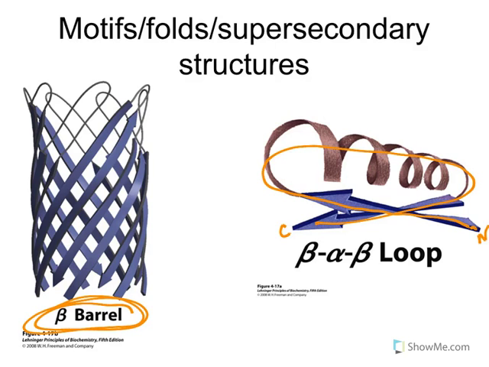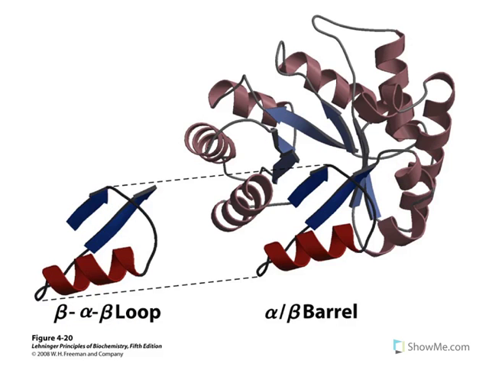And they can even be used as building blocks, so to speak, for larger structures. Like you have enough of these, you can actually form an alpha beta barrel, which is what this is. So we have a bunch of little beta alpha beta loops, and they form their own little barrel. We've got a little hole here in the middle.